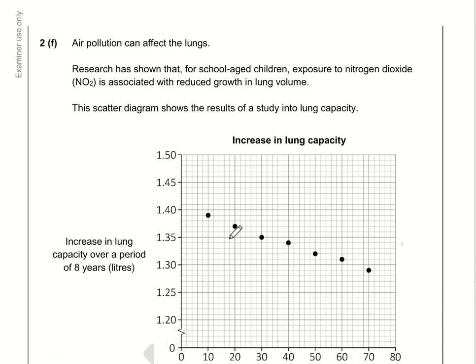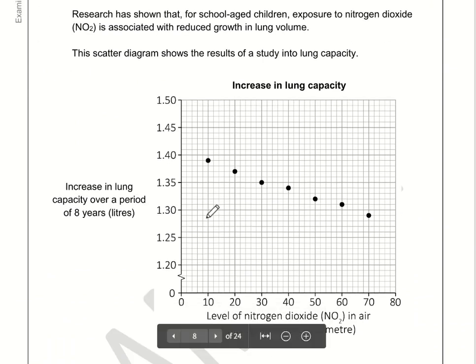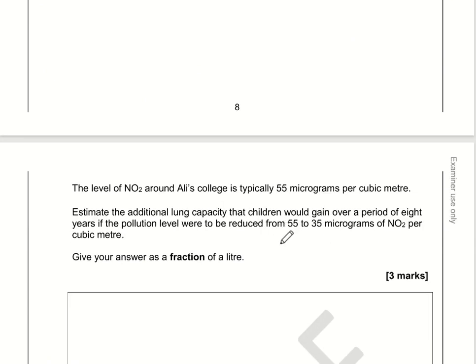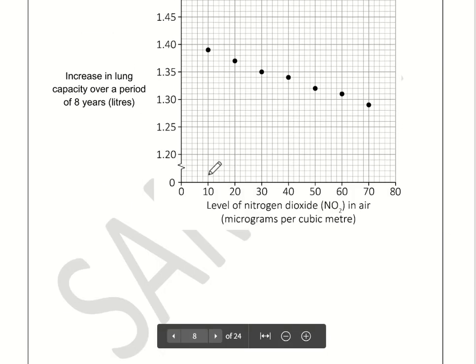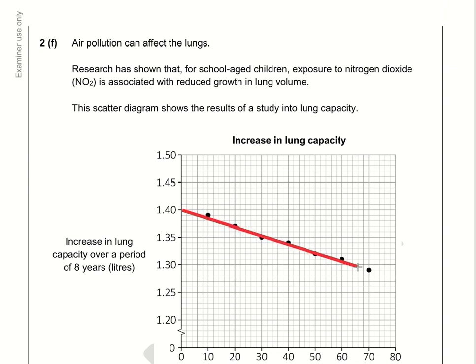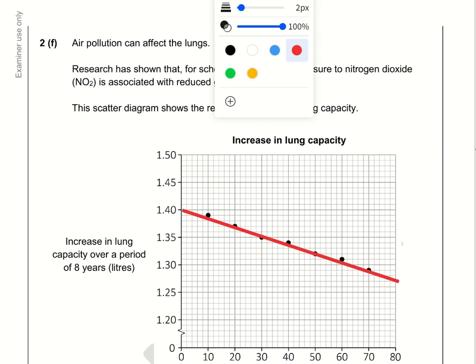Okay, so on to part F. So for this question, first of all, let's have a quick read. So we are reducing from 55 to 35 micrograms of nitrogen dioxide. So we need to take readings of 55 and 35. Now, first of all, what we need to do is draw in a line of best fit. Now, the line of best fit normally cuts through the centre of the dots. This one, the dots are more or less in line, so we can more or less do a straight line. So I would say the line of best fit is going to look like that, more or less, give or take. Okay, so what do we do now?